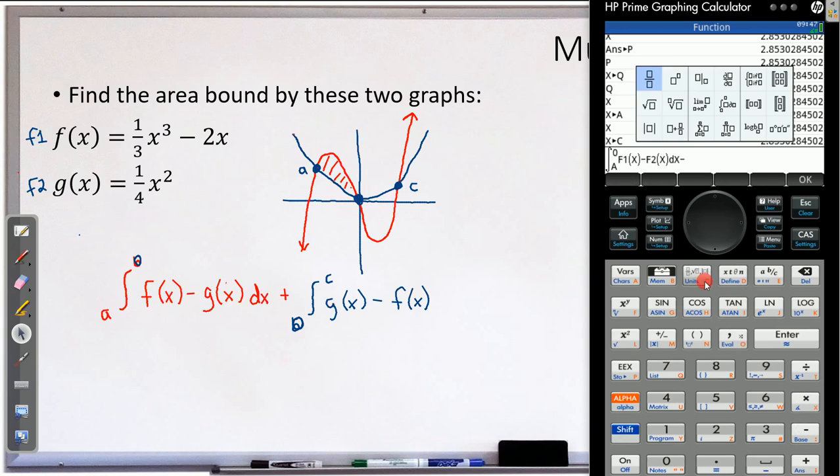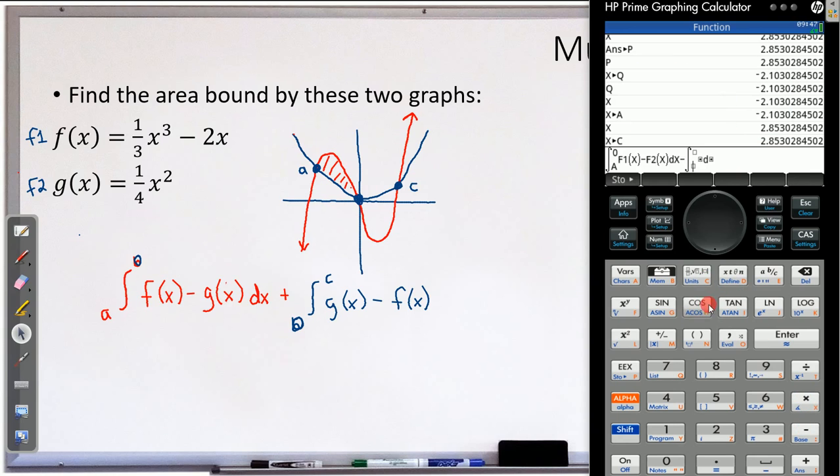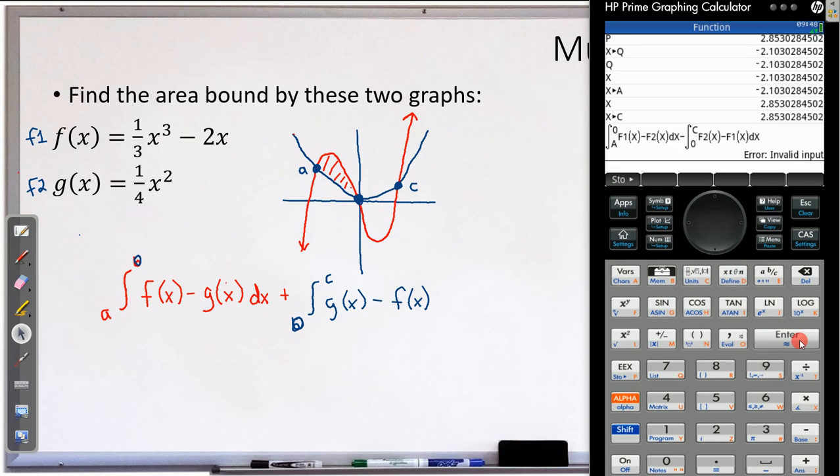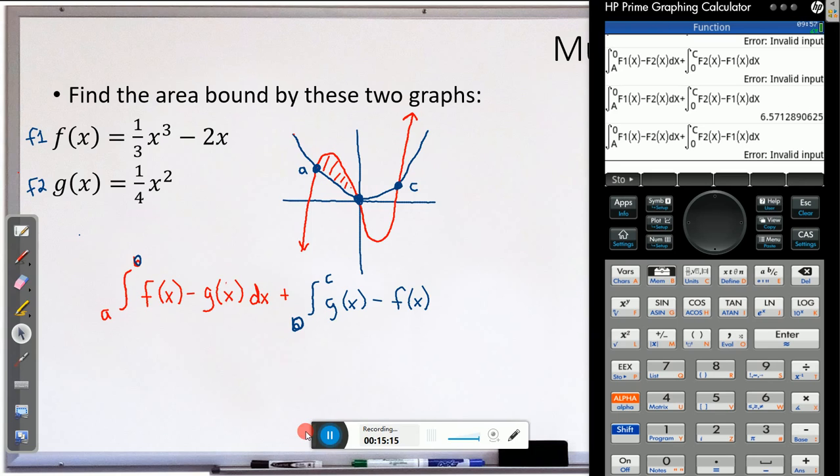minus the integral. We're going to go from 0 to c now, so alpha c. And now we have to do F2 minus F1, so alpha F2 at x minus alpha f1 at x dx. And that will give us the answer. Invalid input. Give me a second. Sorry about that. The calculator wasn't quite doing what I thought it was.